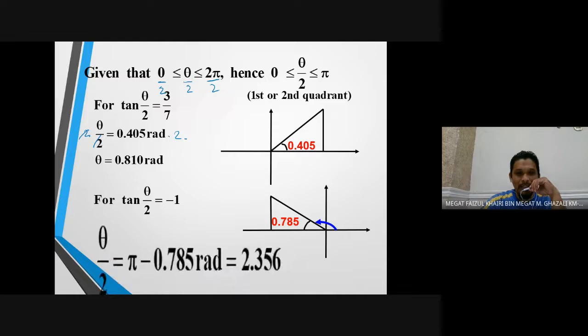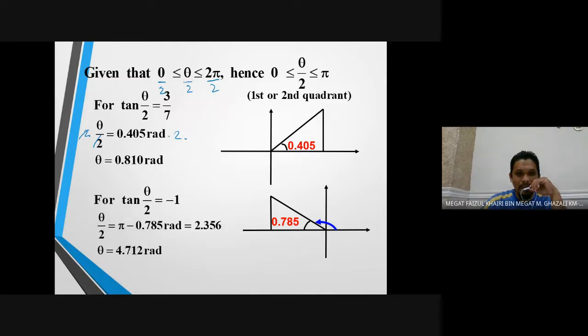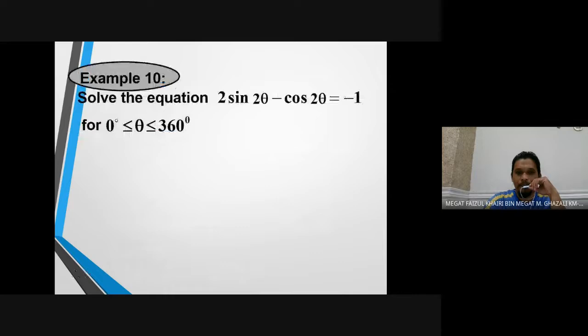Okay, so then here now, this is the value of tangent theta over 2 equal to negative 1. So this is it. Okay, so the equation of 2 sine 2 theta cos 2 theta equal to negative 1 for this one.